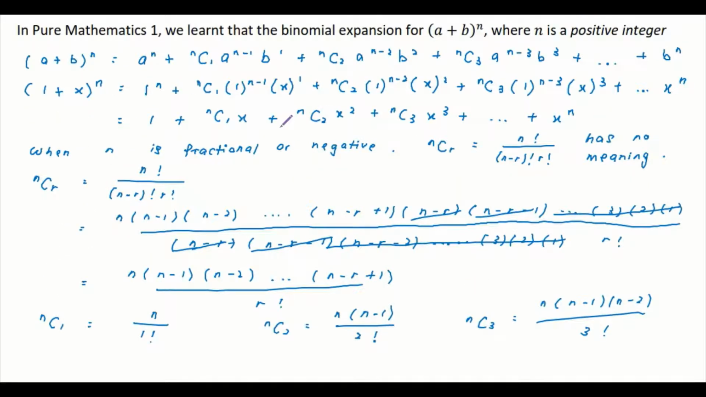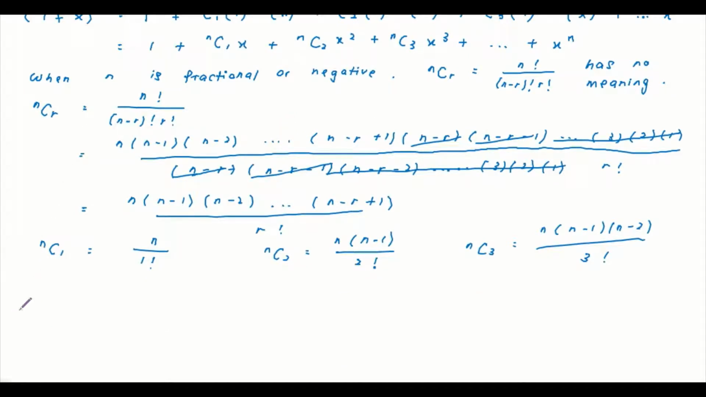So let's try to put it inside the formula that we have gotten just now, which is this one. Let me just copy first. (1 + x)^n equals 1 + nC1 x + nC2 x squared + nC3 x cubed, and so on until x^n. Now since we have gotten this right, let's try to substitute.